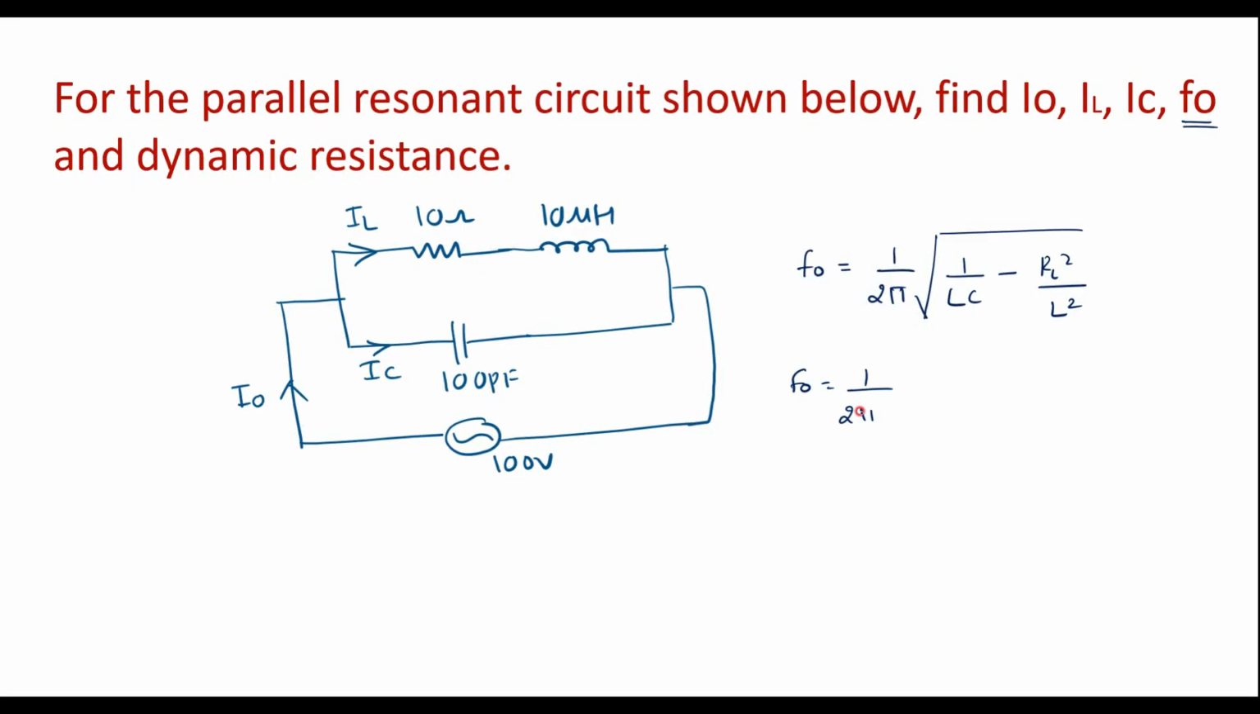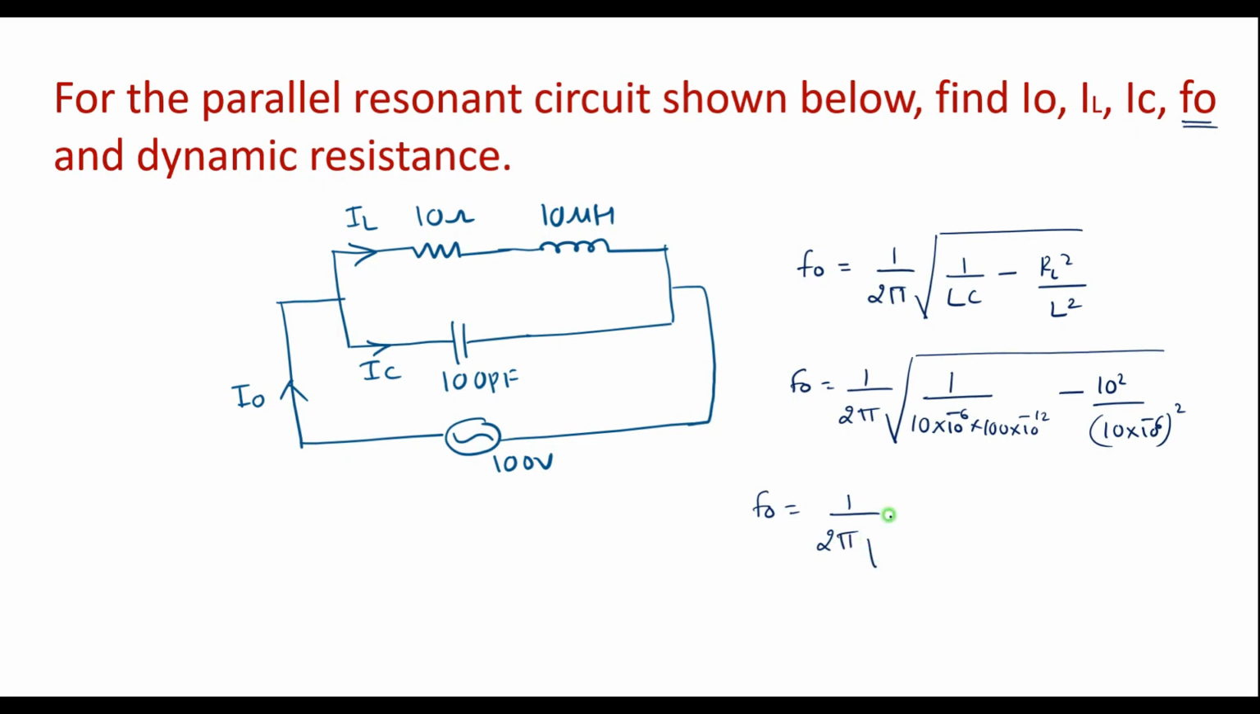F0 equal to 1 over 2 pi under root, we have 1 upon L value, 10 into 10 power minus 6, into C value, 100 picofarad, that is 100 into 10 power minus 12, minus RL square. RL is 10, that is 10 square, divided by L square, L value is 10 micro, that is 10 into 10 power minus 6 square. Let me solve this. F0 equal to 1 over 2 pi under root 10 power 15 minus 10 power 12.